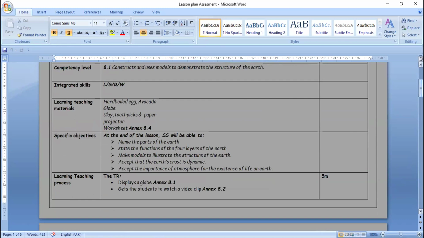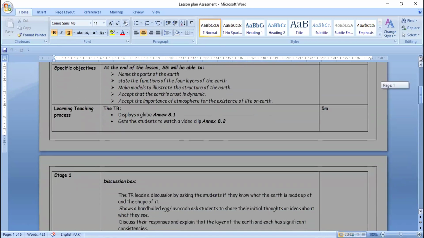Name, state, make, accept, very good. It's properly done, very nice. I think this is a good attempt, Kiala.